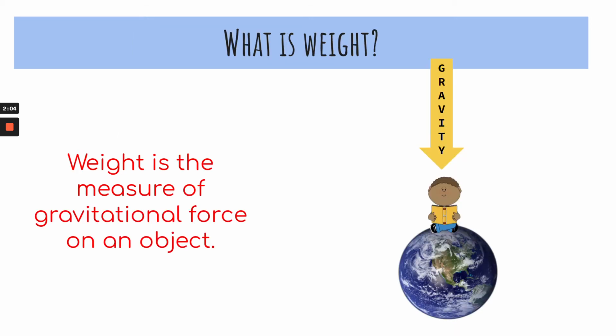So then what is weight? Weight is the measure of gravitational force on an object, right? We have gravity on Earth. That's why if you drop your pencil on your desk right now, it will fall and hit the table. It doesn't just float in the air. And that's because of gravity. So gravity is pushing down on this little boy on Earth, and that is what adds weight to him.